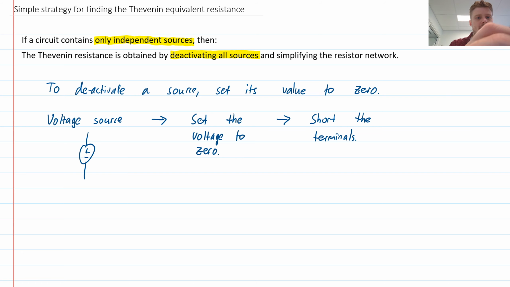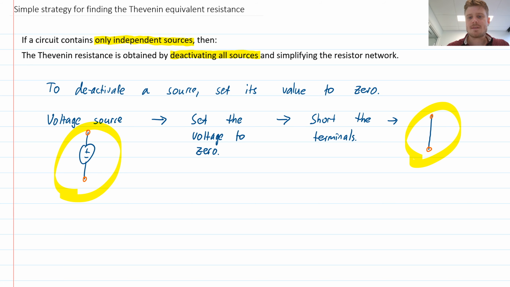So if we had our original voltage source which has these little terminals on it, then what we do to deactivate it is short them together. It's just a little wire that connects them. So we replace our voltage source with a wire that connects them, and that deactivates the voltage source. 0 volts between those two nodes.